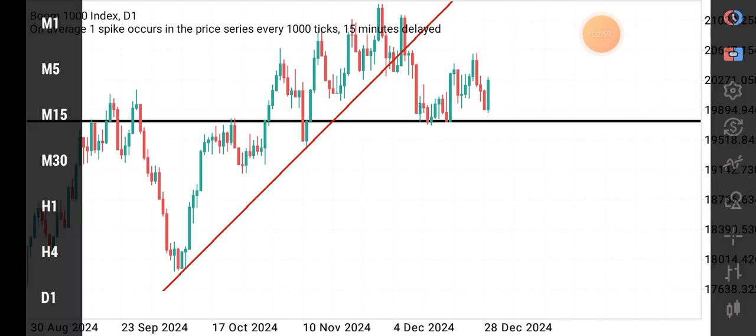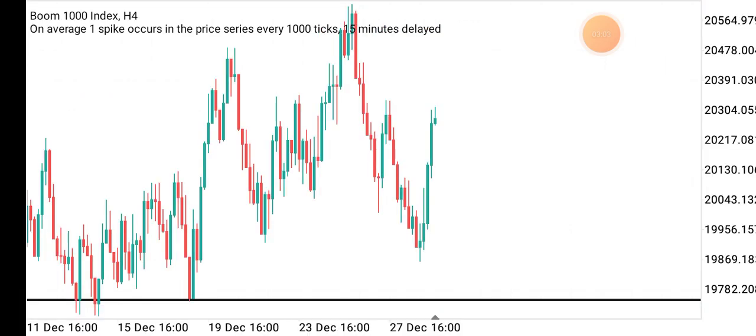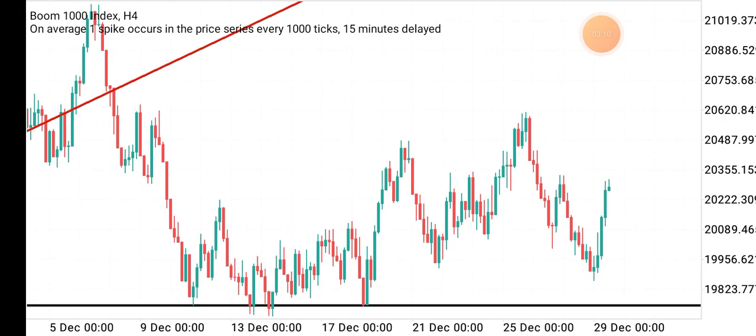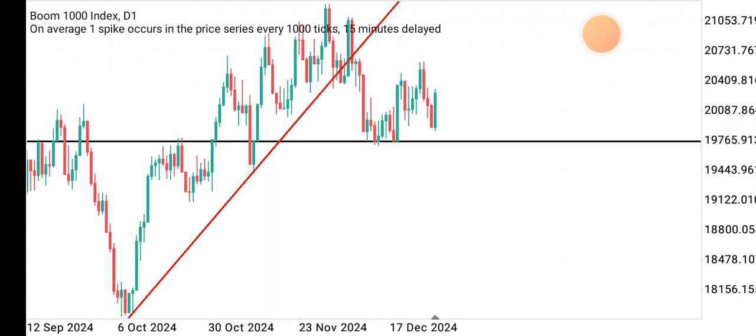Okay, let me just go to the 4-hourly time frame so that I can get to the exact spot where I took that trade. All right, so this structure right here, in fact, let me just do a little explanation on this higher time frame.